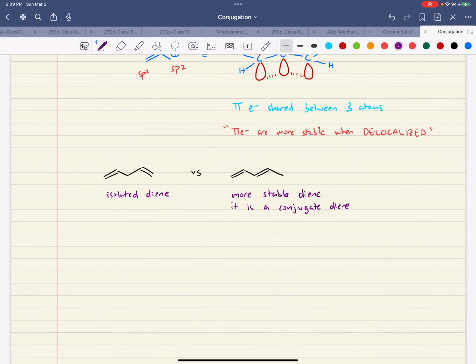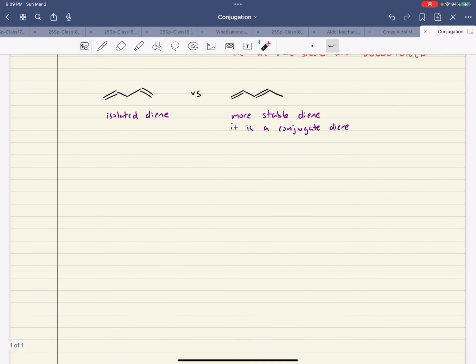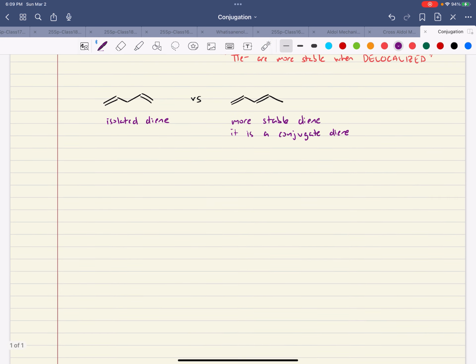Now imagine if you had even longer conjugated systems. Imagine if we had more carbons that are sp2. Heck, we could even have an oxygen that's sp2. How would that work? Here, there. So this carbon and this oxygen are both sp2. And we saw that with the aldol.